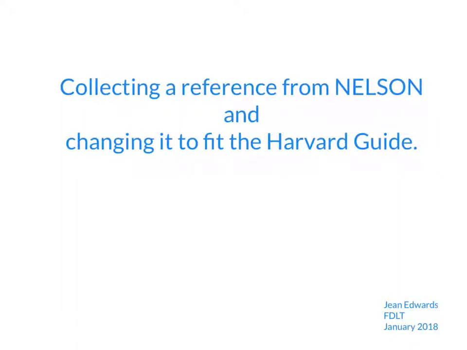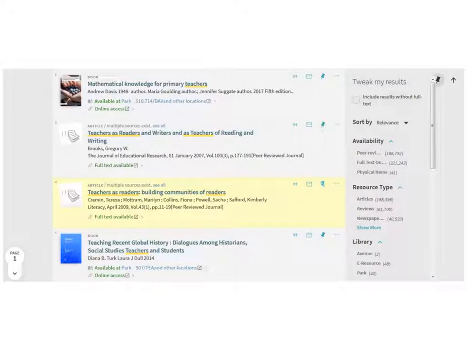This is a guide to using the reference information in Nelson in the library catalogue to construct the reference you use at the end of your assignment. First, find your book or journal article in the library catalogue in Nelson, and then click on the source to open the full record.